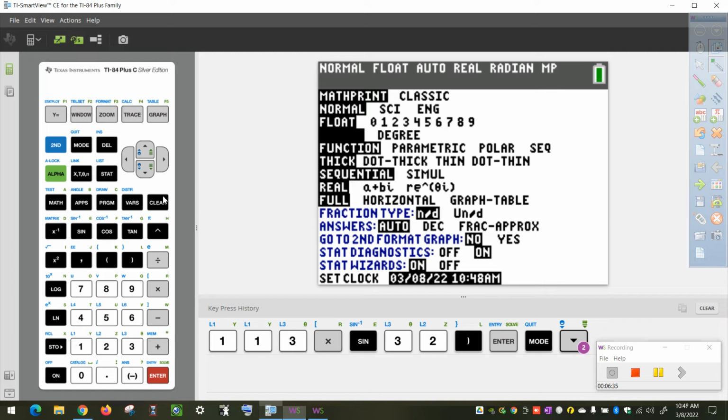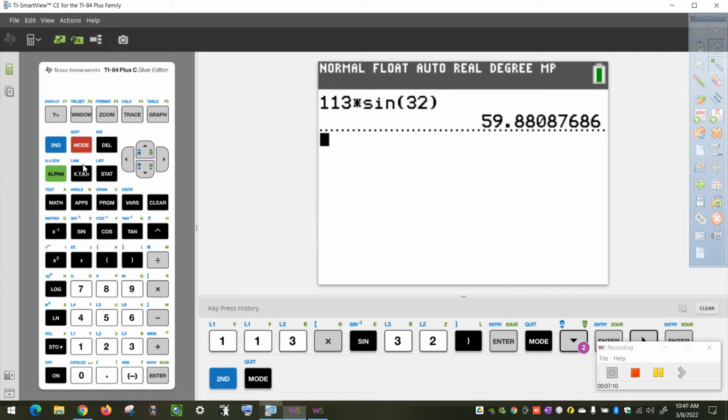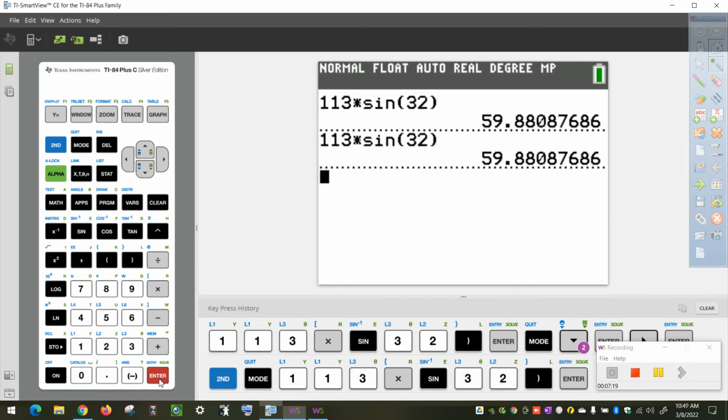And so if you use the little down arrow to get to that row, and then I'm going to click the right arrow so it's blinking on top of the word degree, and then we can set it to degrees by pressing enter. All right, so now we are in degree mode. Now to get out of this menu, to get back to the home screen, we're going to press second mode, which is actually quit, and that gets us right back here. So if you didn't get the same answer I got, go ahead and try typing it in again, and now we should get the same thing.